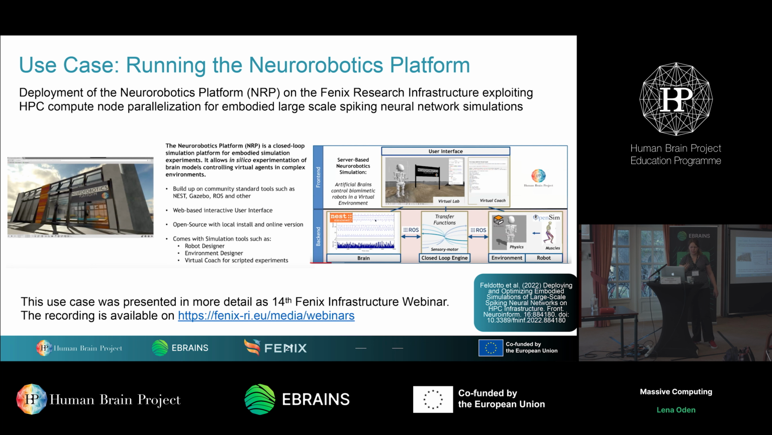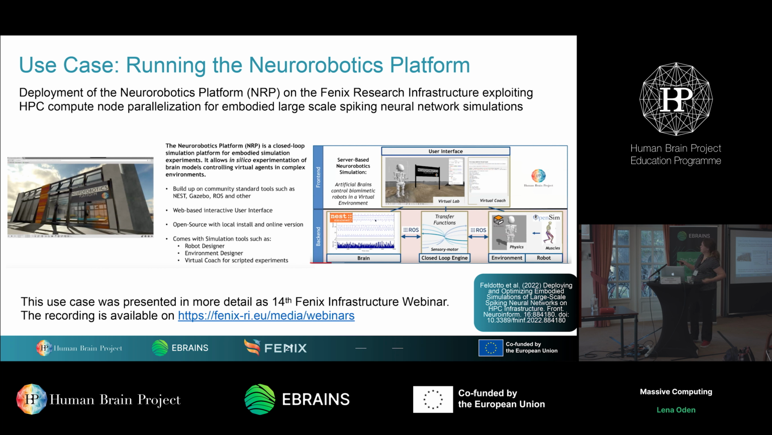And as one special use case, I'd like to talk about the Neurorobotics platform. For one reason, I'm not an expert on this, but it's one of the cool use cases which uses cloud resources and HPC resources, and actually interactive HPC resources at the same time. If you want more details about this use case, you can look at the Phoenix website for the webinar, where they give more details about the technical implementation. But for us it's just to get an idea how this works.